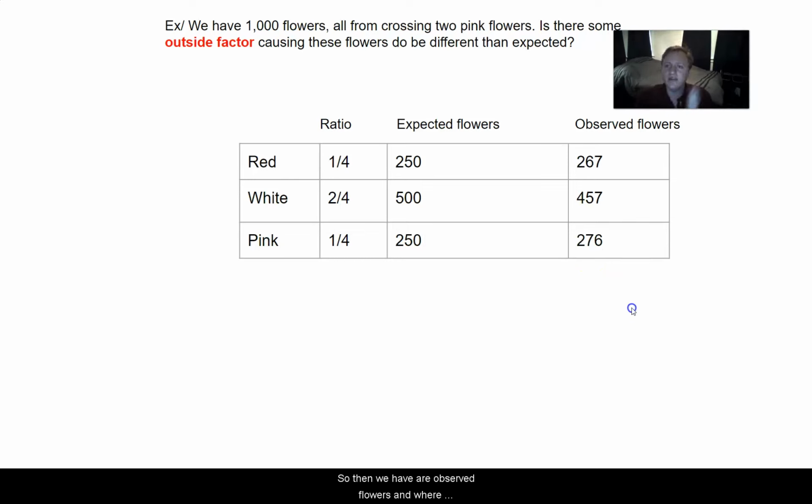So then we have our observed flowers, and where do we get these data from? How do we actually observe this? Well, you just go and look and see what kind of flowers actually grew. Okay, so let's keep going now. We have our expected values that we got from our formula with our Punnett square. We have our observed values that we got from just going and looking at how many flowers we had.